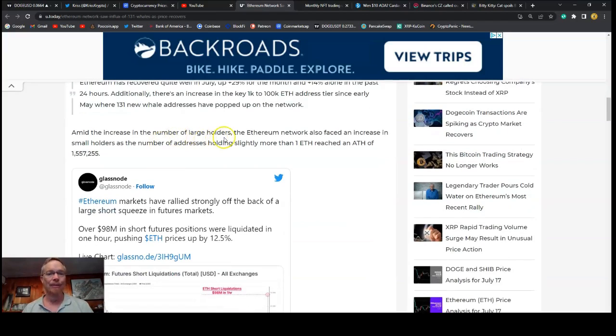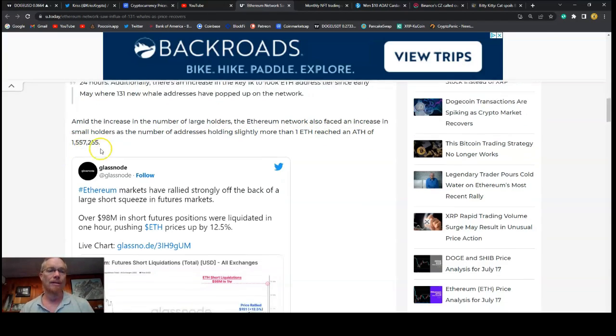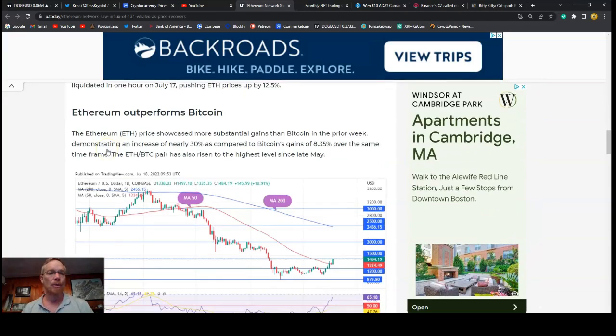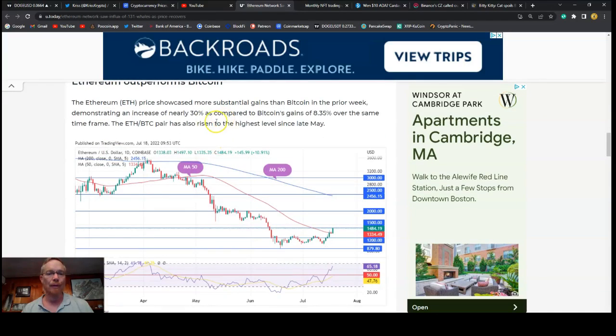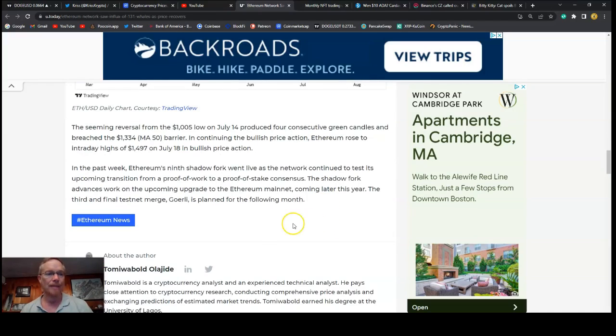Amid the increase in the number of large holders, the Ethereum network also faced an increase in small holders as the number of addresses holding slightly more than one ETH reached an all-time high of over 1.5 million wallets. So what is going on with Ethereum? Well, we have Ethereum outperforming Bitcoin. And here's Ethereum here coming back up on this chart.